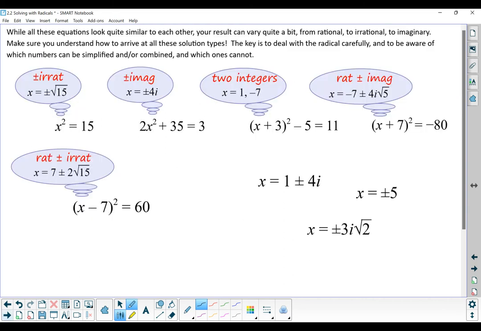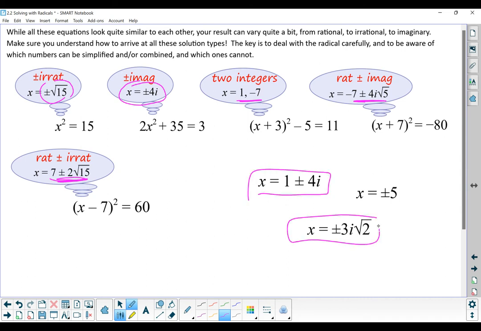So as you're solving these equations, they all look really similar to start with, but your results and your answers to these will vary a lot. For some equations, you end up with a positive and negative irrational number. For some of them, you end up with an imaginary number. You may end up with two integers. You may end up with an imaginary number that has a rational number with it, something really complicated like that last one we solved. It could just be an irrational number. So, any of these types of answers are going to come up.